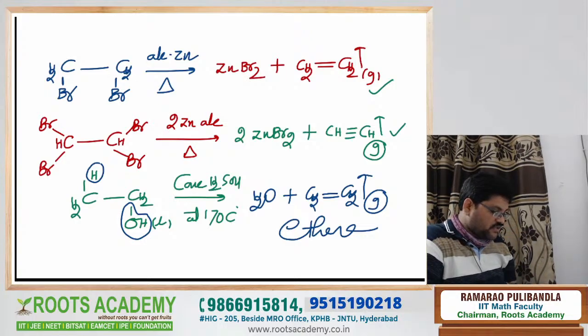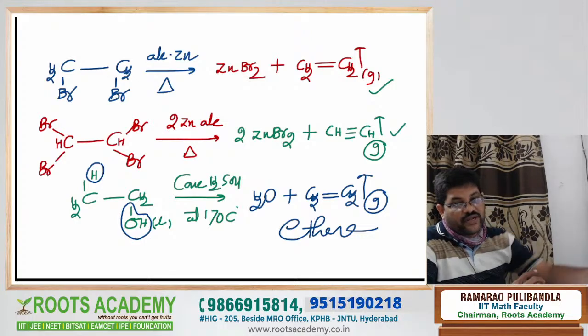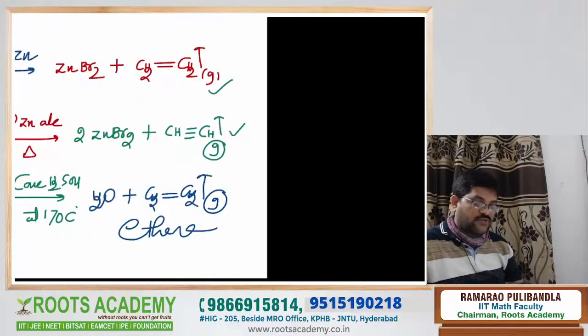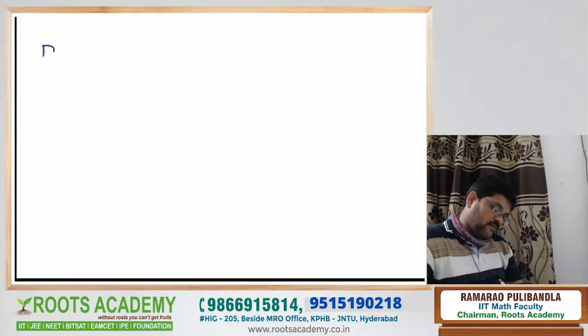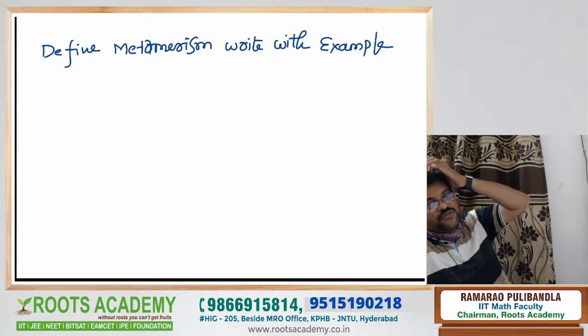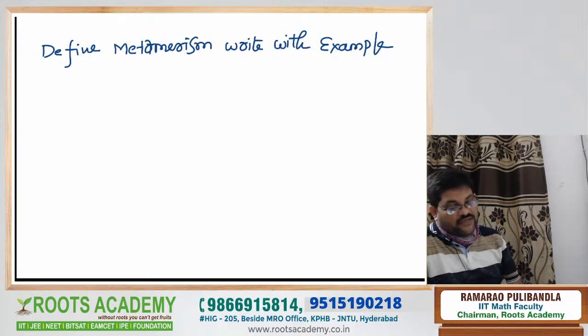So these are the important organic chemistry questions. Write one more question. These are very important for 4 marks question. Define metamerism. Write with example. Definition carries 2 marks, example carries 2 marks. Repeat the question once again: define metamerism, write with example.